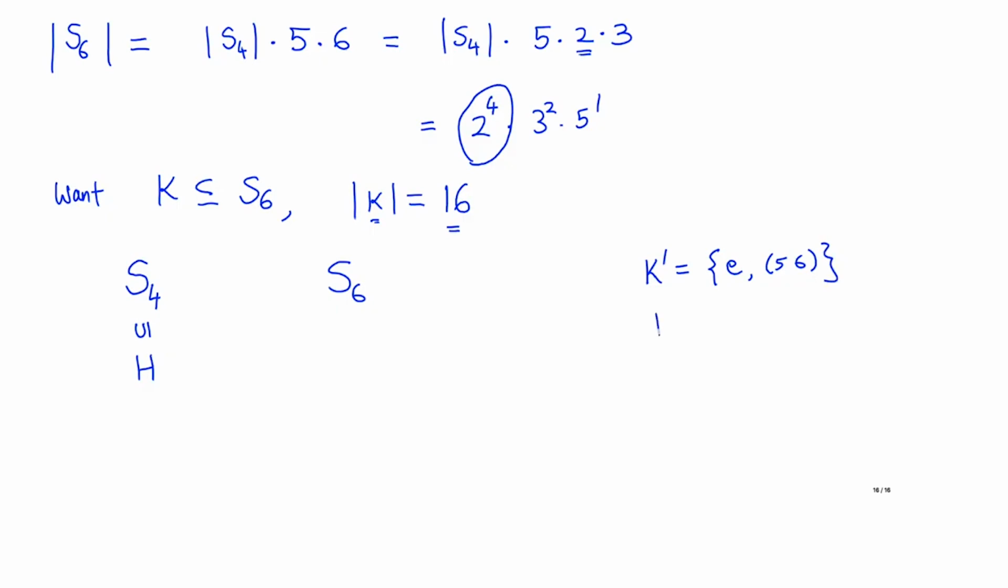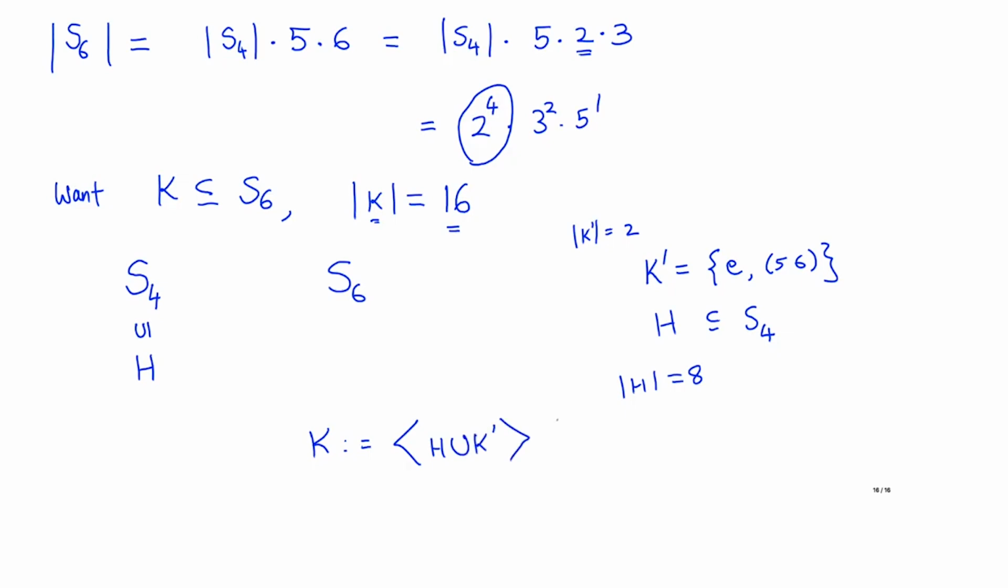Okay. Now in addition, I already had the subgroup H, which I constructed in the first instance when I was looking at S4. I already have H in my hand. H has 8 elements. K prime has 2 elements. Now let me smash them together and see what I get. So let me define K to just be the subgroup generated by H and K prime.